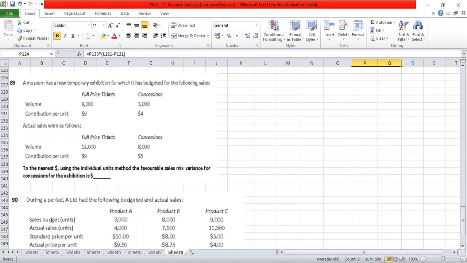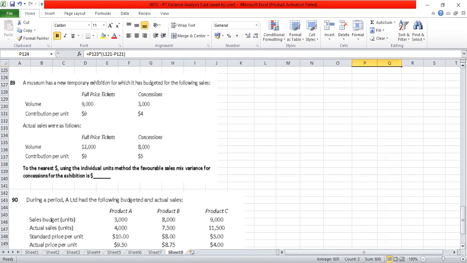The contribution per unit is given as 9 and 4. The actual sales were as follows: the full price tickets and concessions are 12,000 and 8,000.